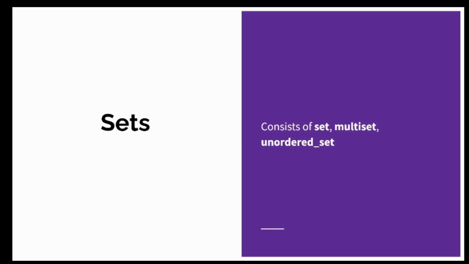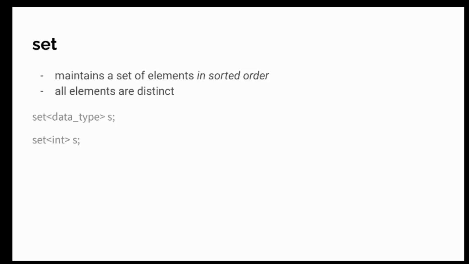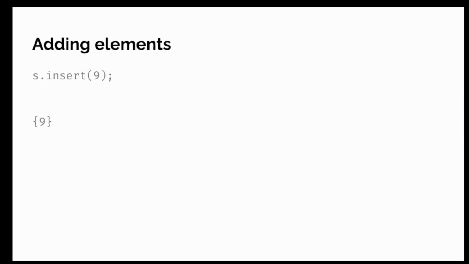Okay, sets. So there's sets, multi-sets, and unordered sets. Let's look at what they are. A set holds elements in a sorted order. And all elements in a set are distinct. So this is how you initialize it. Set. Let's say you want to put an integer inside, so set int s. S is the name. We'll cover that later.